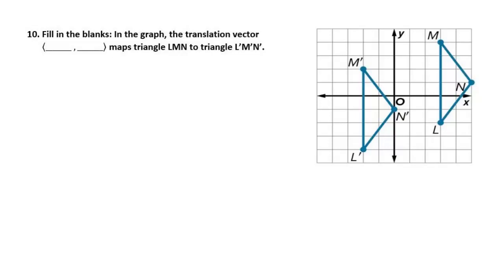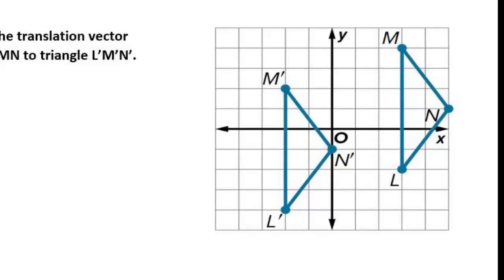Ooh, this is a really good one. We had one like this on the skills check. This one is kind of going backwards from what we did with translations, or what we practiced the most with translations. In this one, the figure has already been translated, and I need to find the vector. I need to find the numbers that describe this movement.